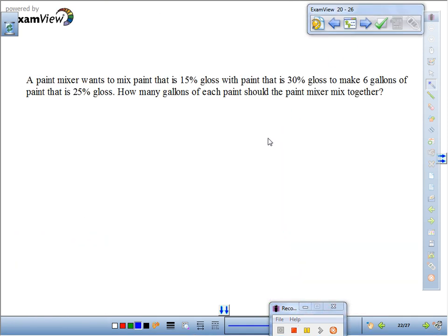Number 20. Here we go. It says, a paint mixer wants to mix paint that is 15% gloss with paint that is 30% gloss to make 6 gallons of paint that is 25% gloss. Okay, how many gallons of each paint should the paint mixer mix together? I'm going to go back, circle stuff. So first of all, we have 15% gloss, 30% gloss, 25% gloss.